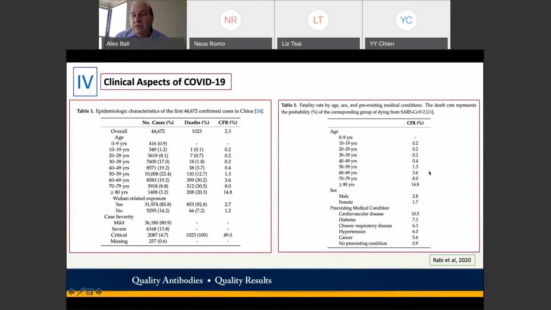Certainly, case fatality rates go up at 60, but really at 70 to 80 years old. Men seem to be more affected by severe disease than females. This seems to be a consistent finding. The reason for this is unclear, and certainly pre-existing medical conditions put you at higher risk for death and severe disease. Cardiovascular disease, diabetes, chronic respiratory disease, high blood pressure, cancer. All put patients at risk.